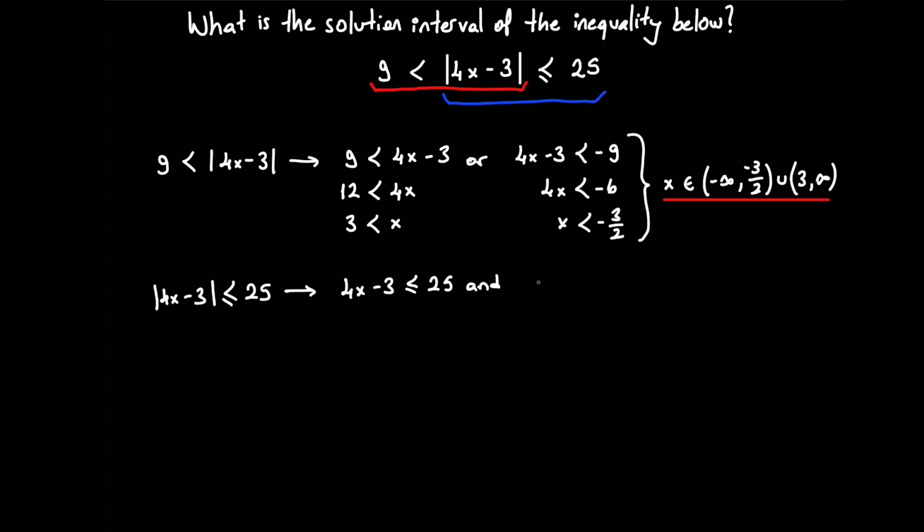And also 4x minus 3 must be greater than or equal to minus 25. Because if 4x minus 3 is less than minus 25, then the distance between 4x minus 3 and 0 will be greater than 25. Therefore, 4x minus 3 must be greater than or equal to minus 25 as well. So from these two inequalities, I can write one single inequality: minus 25 less than or equal to 4x minus 3, which is less than or equal to 25.